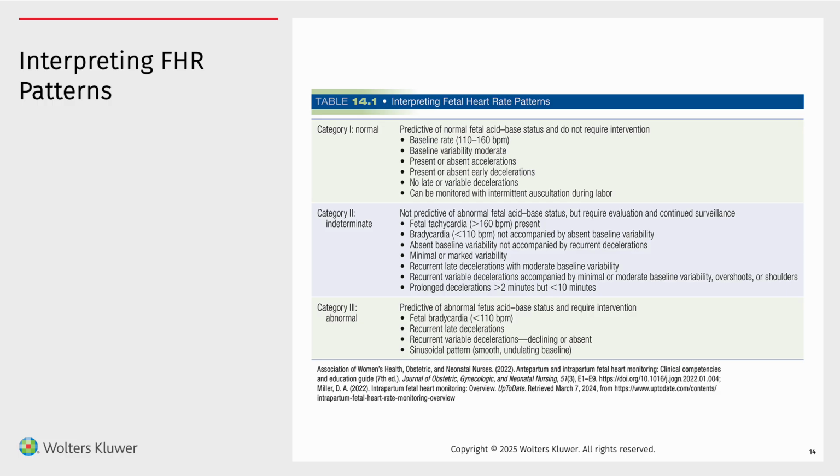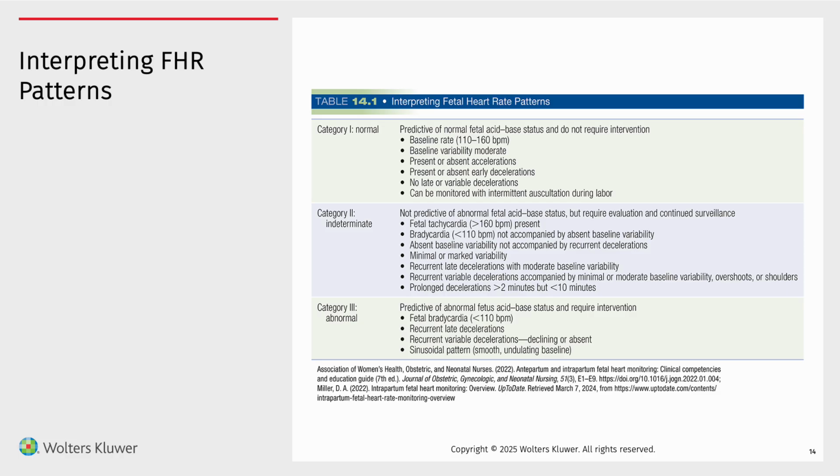This is a baseline fetal heart rate between 110 and 160. Moderate variability between 6 and 25. No late or variable decelerations. May have early decelerations or accelerations. So, category one is reassuring. It tells us that the fetus is well oxygenated with no immediate risk.